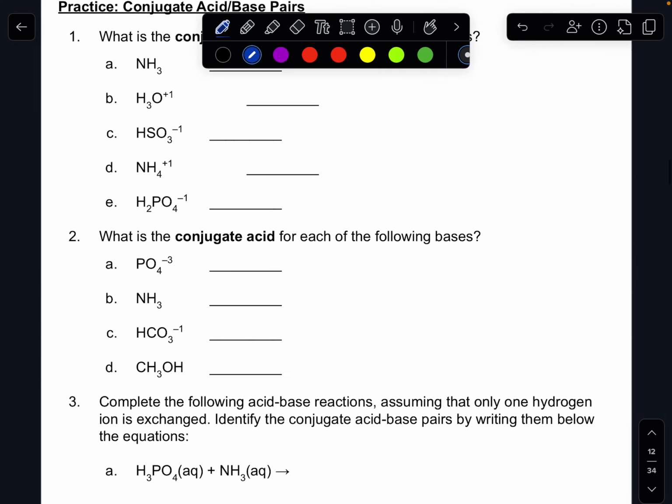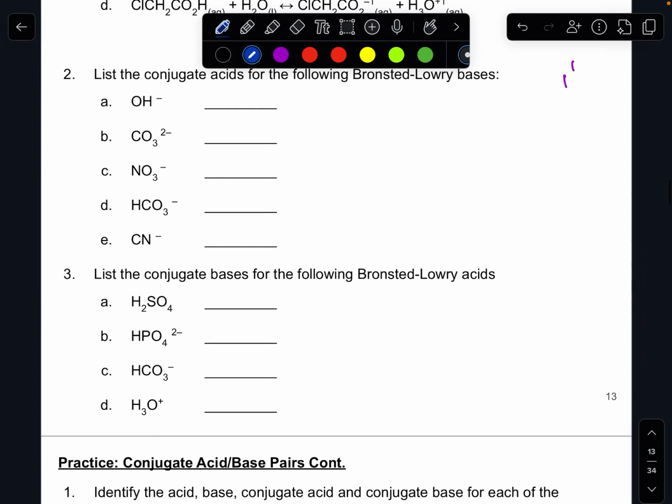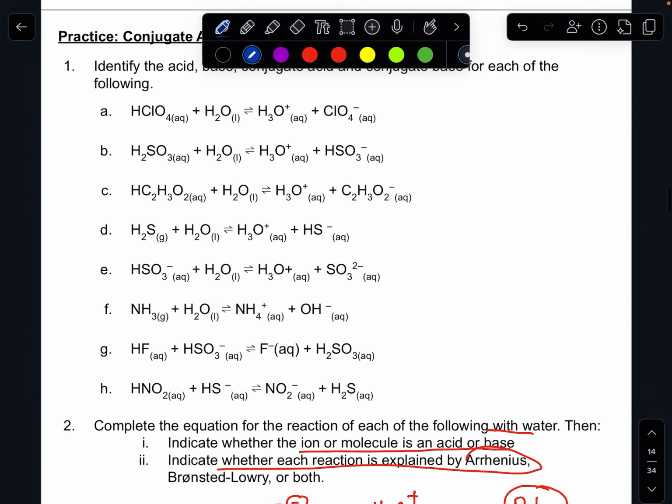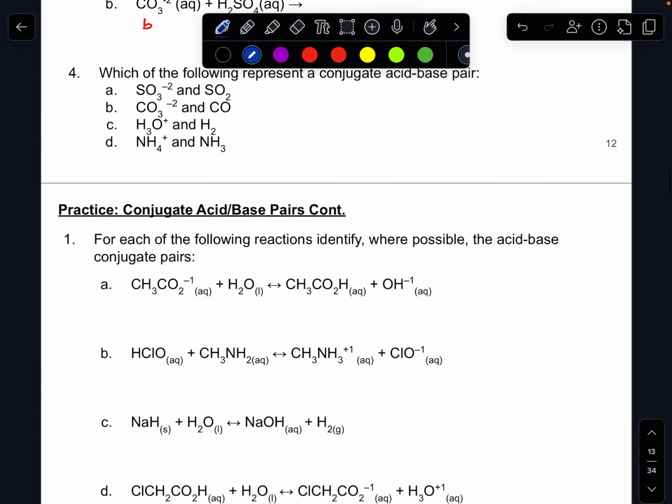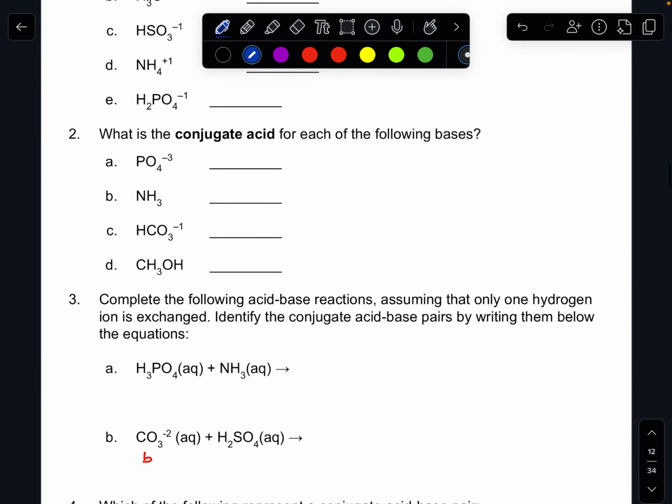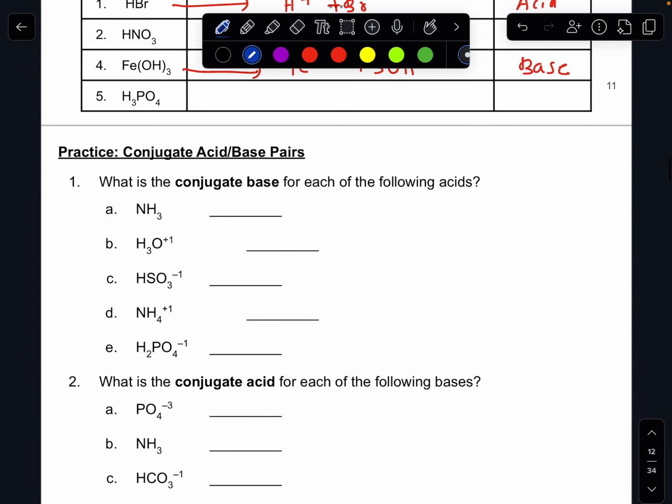Okay, now let's do practice. I will do one question each from all of this. You have to do the rest, okay? Okay, let's start. So it says you have to write the conjugate base of the following. That means all of them are considered as acid.